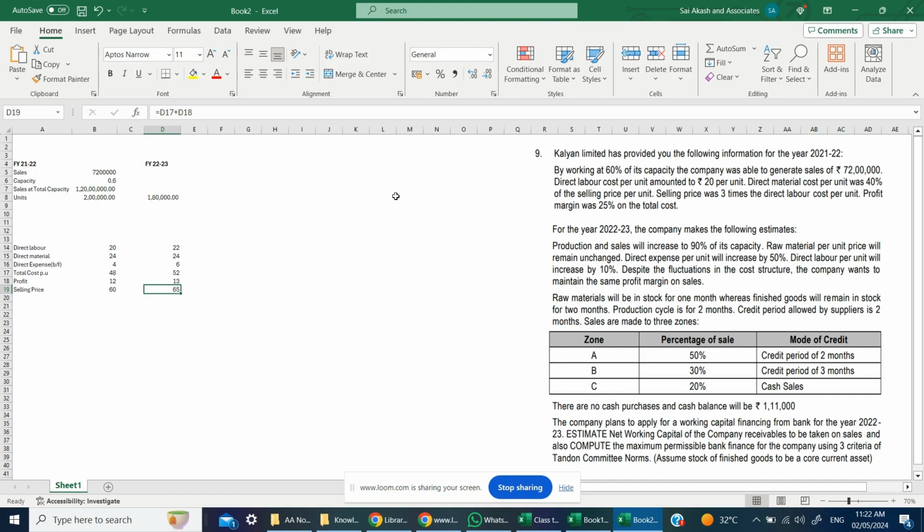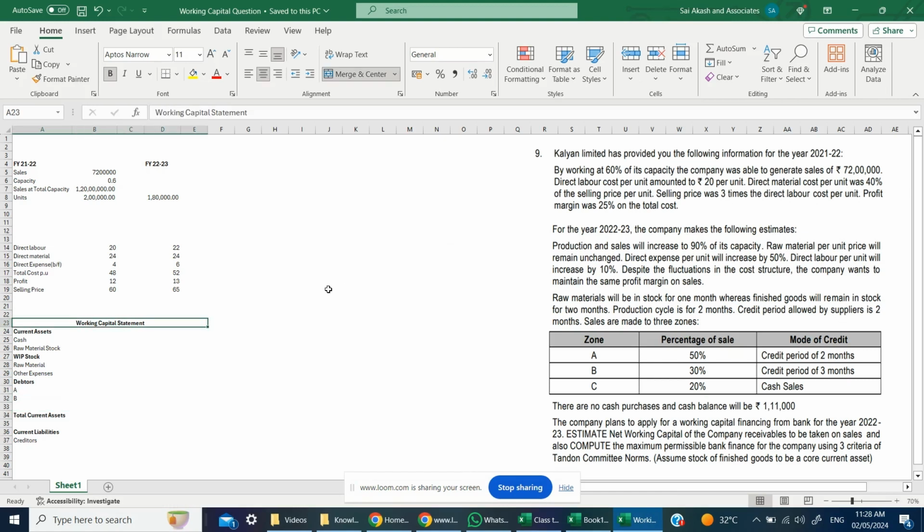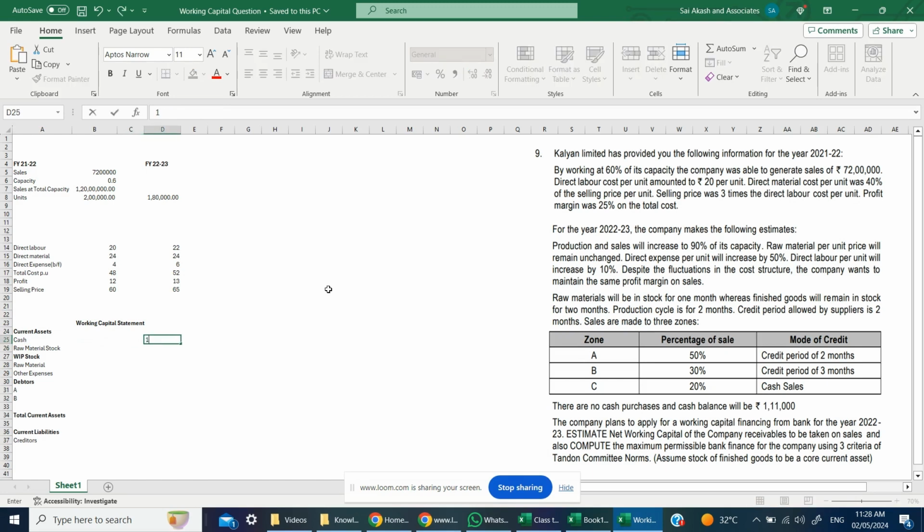Next we'll proceed with the working capital statement. Yes, continuing with the same question. Now I'm moving towards the working capital statement. If I list all the current assets and current liabilities, that will give me working capital. Cash balance is directly given. I jot it down from the question. It is 1,11,000.